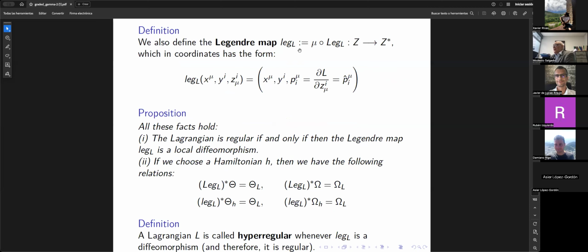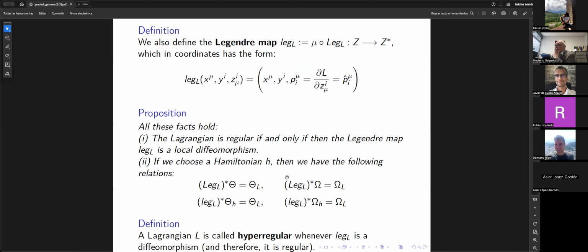We can project this Legendre map using this projection from Λ^{n+1} into ζ star, and we obtain the true Legendre transformation. We can prove that the Lagrangian is regular if and only if this is a local diffeomorphism, and we can connect both sides of the picture, Lagrangian and Hamiltonian, and the connection is related, everything.